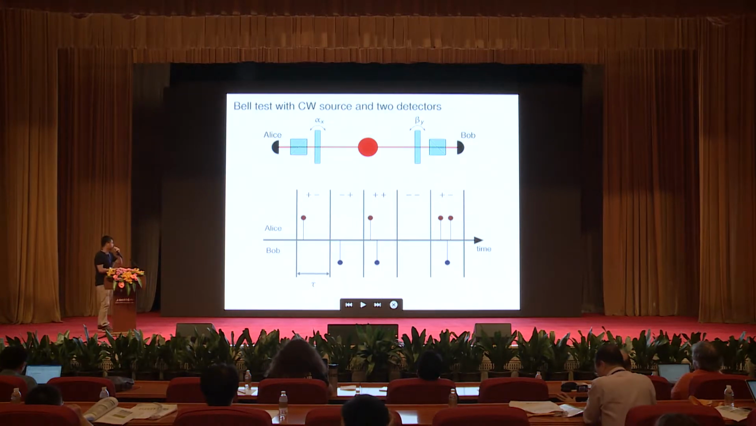Within a bin tau, if there is a photon, we label it with plus. If there is no photon, we label it with minus. And if there are multiple photons, we still label it with plus. With this labeling, we can construct the E value and the S value for the Bell inequality.